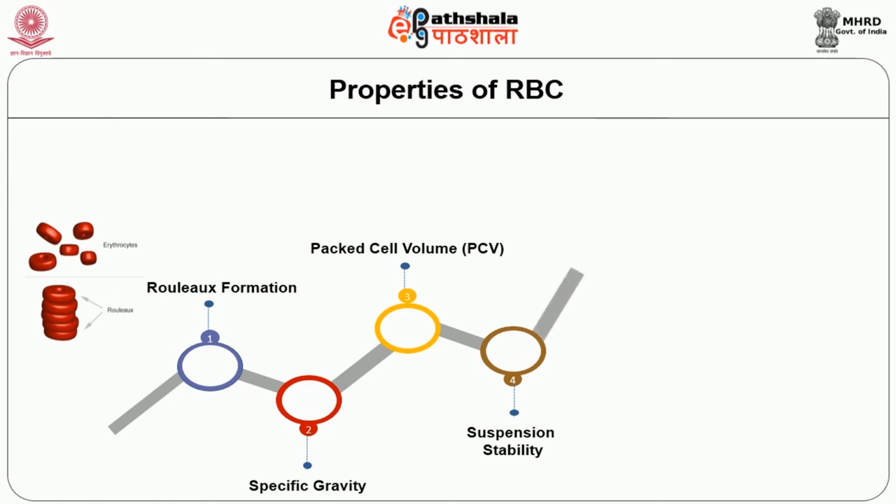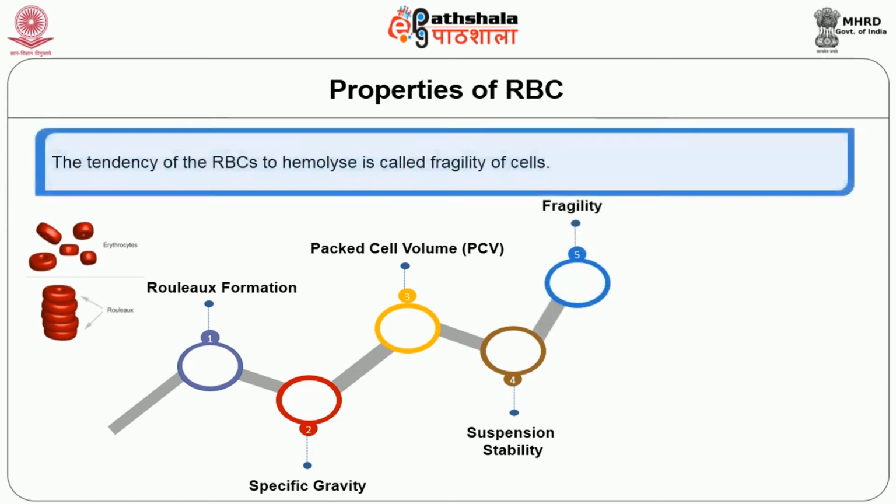The fifth property is fragility. The tendency of the RBCs to hemolyze is called the fragility of the cells. The red cell passes about 3 lakh times through the capillaries during its lifespan, which makes a cell more fragile.